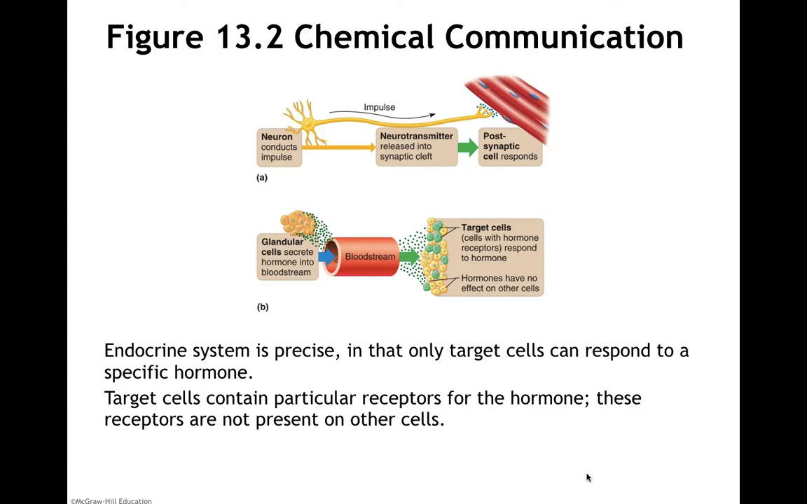Communication is the way that hormones talk to their target cells. The endocrine system is very precise. Only target cells that have receptors can respond to specific hormones. The receptors are not present on all cells in many cases. Some are more prevalent than others, but we'll get into that.